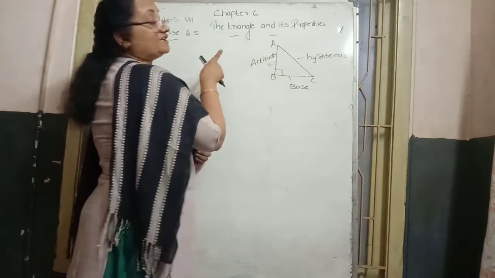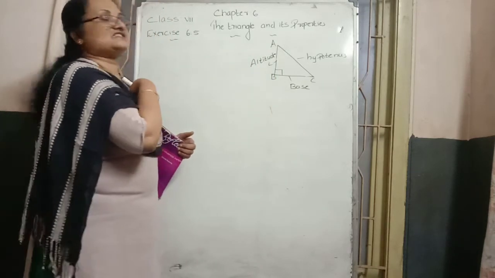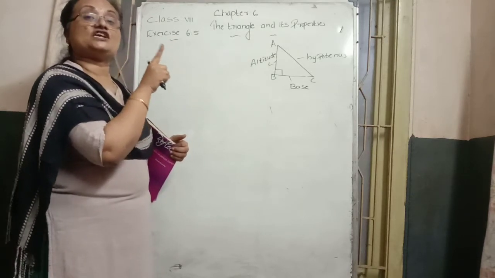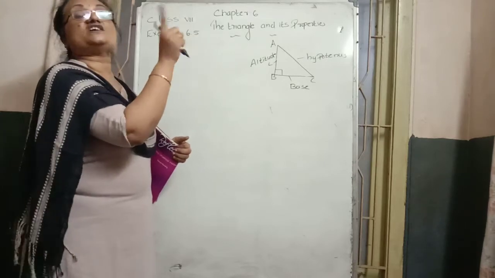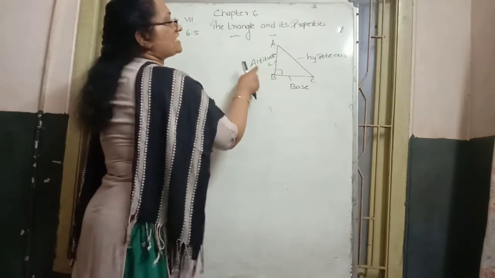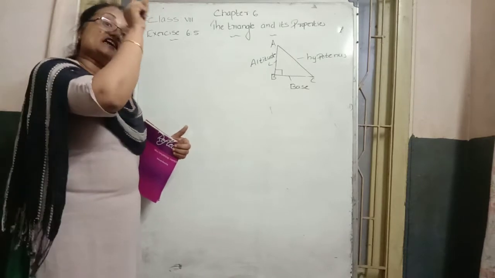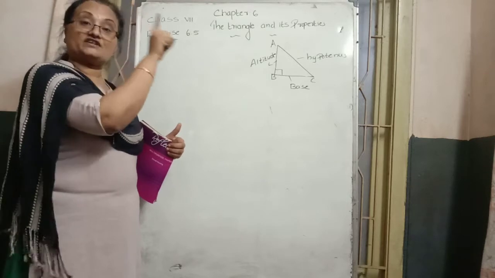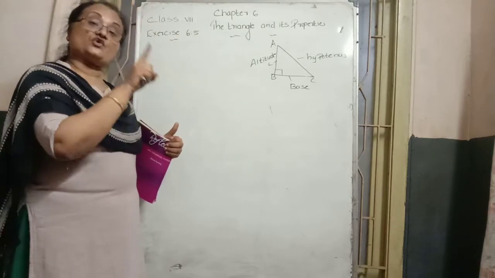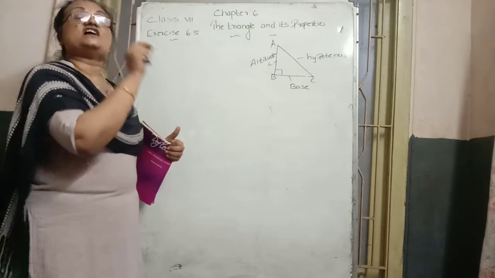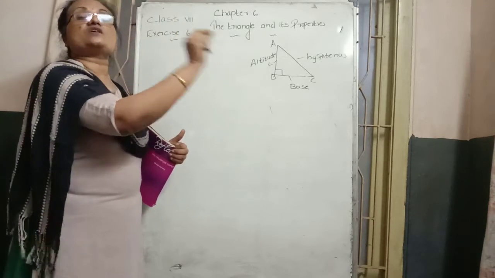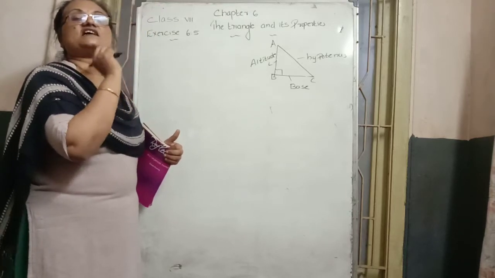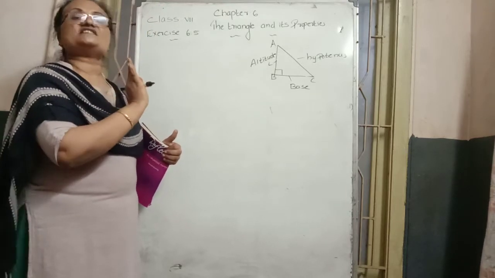The Pythagoras theorem says that the square of the hypotenuse, that means the longest side, is equal to the sum of the squares of the other two sides. In this triangle, which side is the longest? The AC side. The square of the longest side is always equal to the sum of the squares of the altitude and the base. We take the square of the altitude side and the base side and add them. That answer is always equal to the square of the longest side. Both answers are equal. That is the Pythagoras theorem.